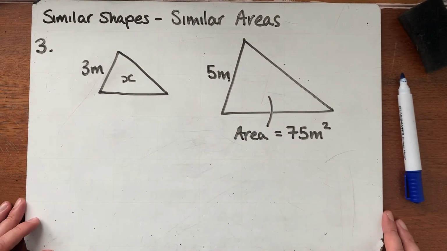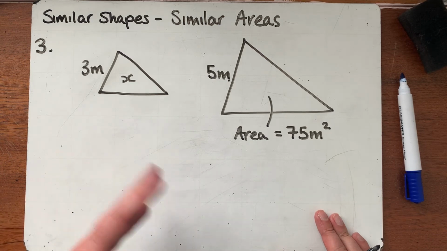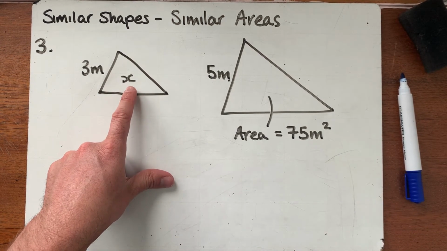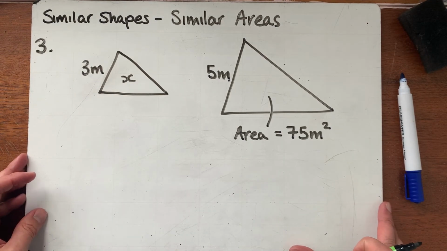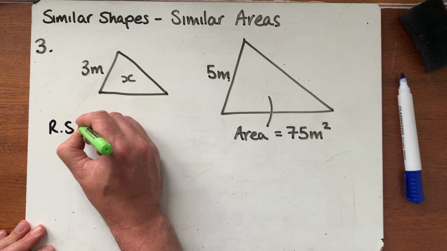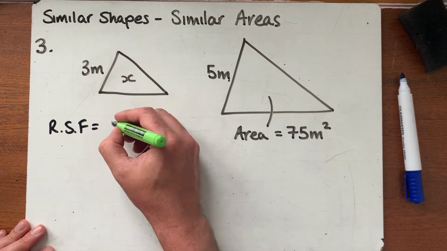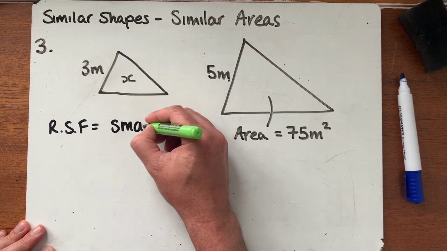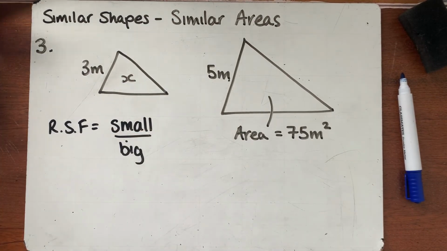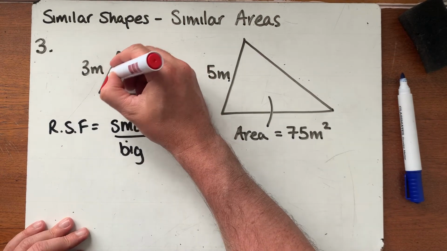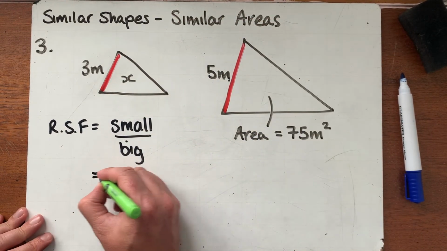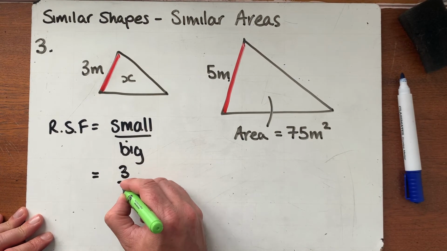Here we've got two triangles. I need to think, am I finding an enlargement or reduction? And I can see the x appearing on the smaller triangle here. So this is a reduction question. So we're going to start by finding the reduction scale factor. Remember, only difference with this is that it's small over big instead of big over small. Small over big. What do I mean by that? I mean, we take the two corresponding sides from your triangle and we put the smaller one on the top. So in this case, 3/5.